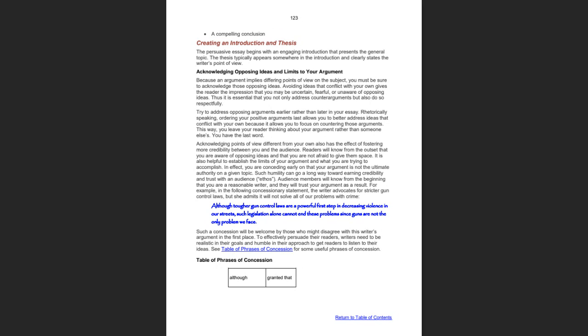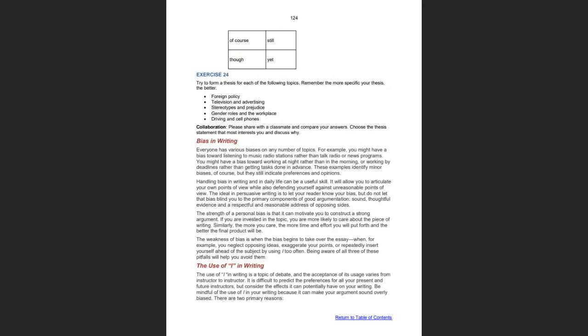To effectively persuade the readers, writers need to be realistic in their goals and humble in their approach to get readers to listen to their ideas. See tables of phrases of concession for some useful phrases of concession. Although, granted that, of course, still, though, and yet. Okay, so yes, all of that is true, and that's good to know.